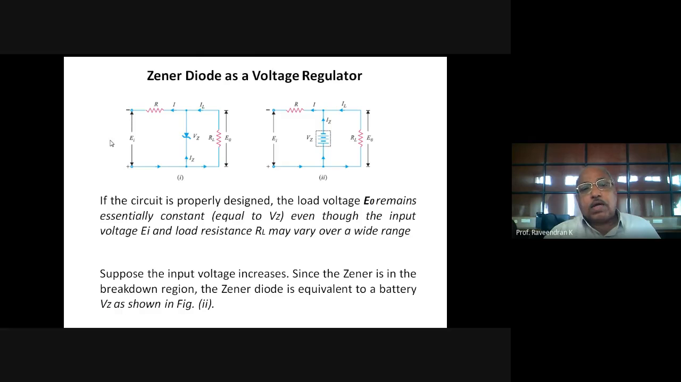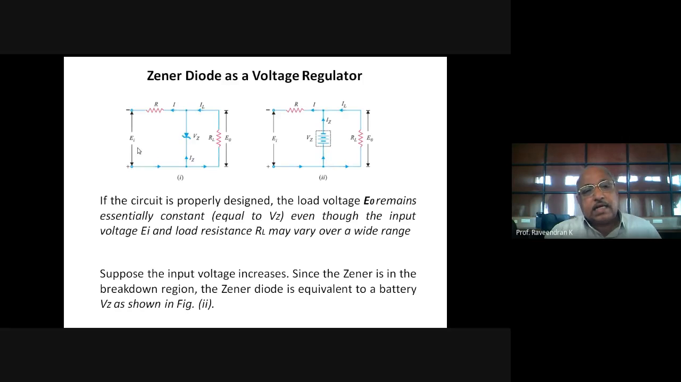Now, suppose the output of the rectifier, after smoothing, is connected here. The output of the rectifier has to be regulated, so it is connected as the input to the circuit. EI is the input voltage. Suppose this EI is gradually increased. Such an increase will cause an increase in the current I. This is the total current I.